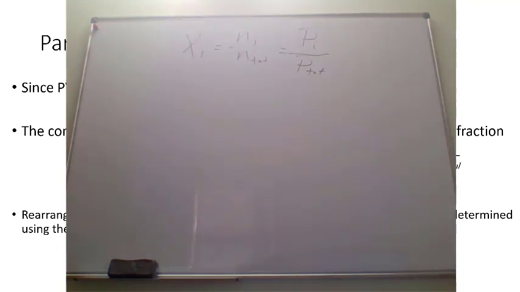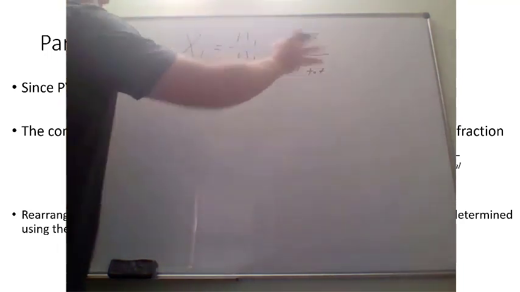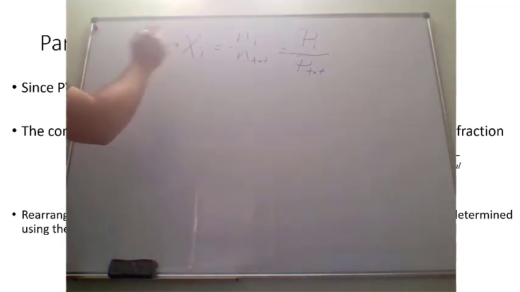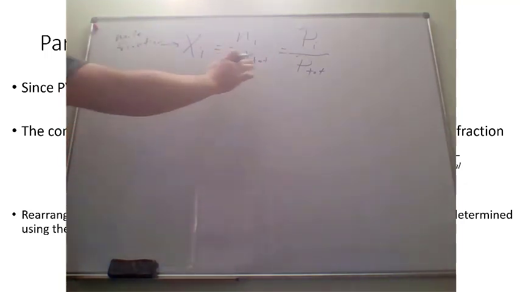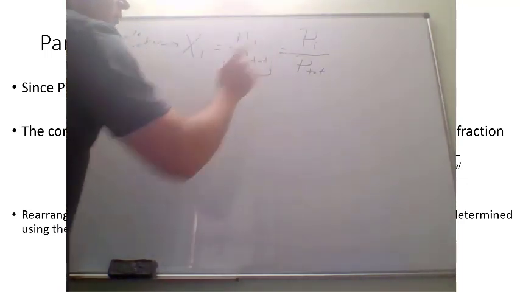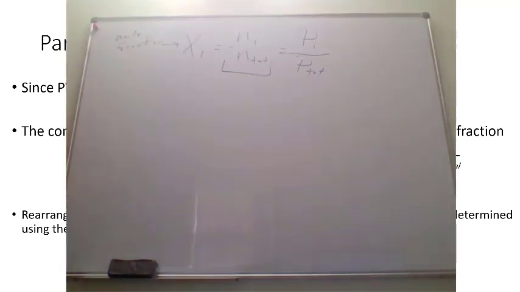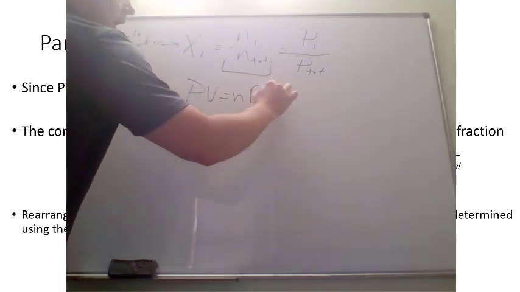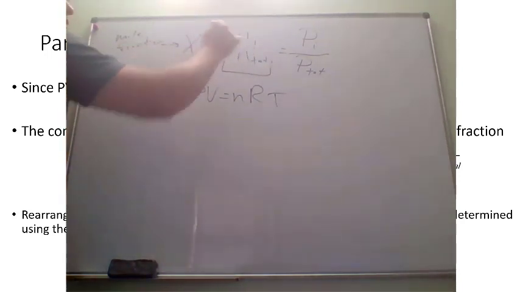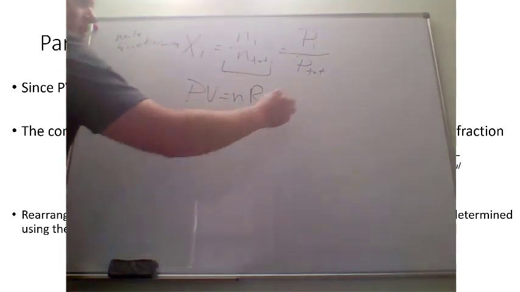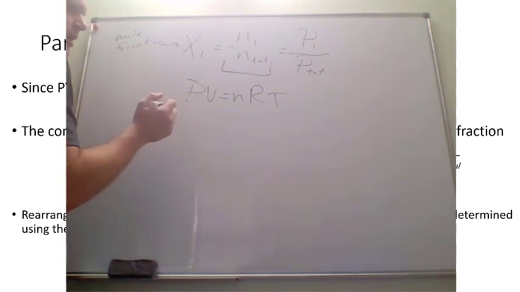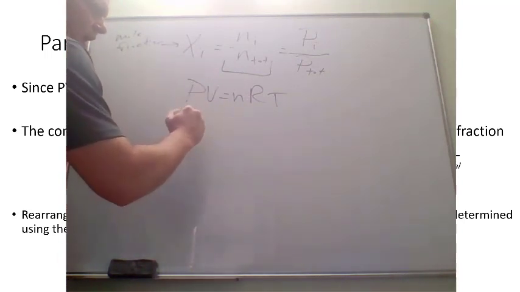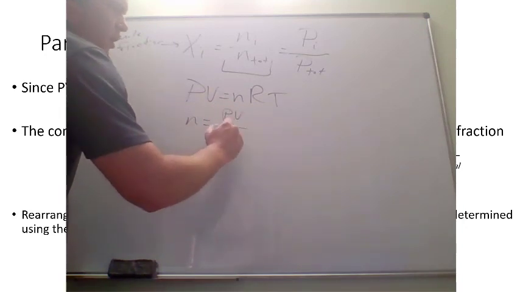So let's prove to ourselves this dual definition of our mole fraction, where again chi sub i is our mole fraction. This definition in terms of the number of moles makes sense. Let's prove that we can actually express this mole fraction in terms of partial pressures. Knowing that PV equals nRT, if we rearrange our ideal gas law to solve for n, we see that n is equal to PV over RT.